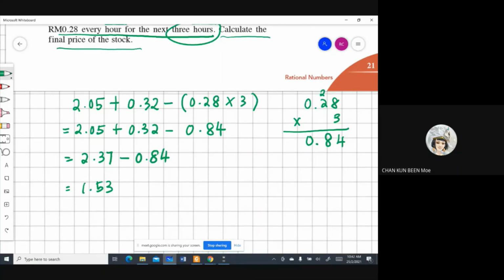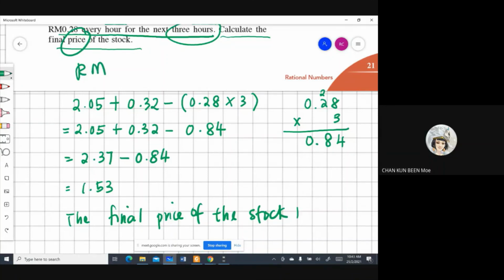So they ask you to calculate the final price of the stock. Lastly, you just re-answer the question. The final price of the stock. So price is RM, right? You write down the unit in RM. The final price of the stock is RM 1.53.